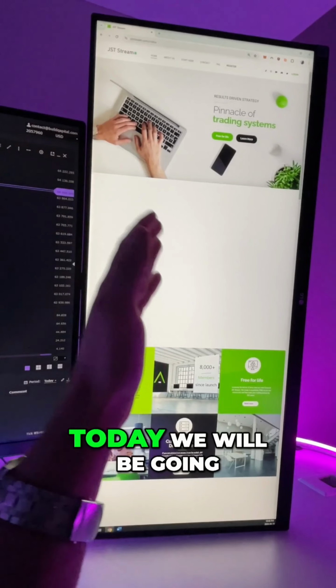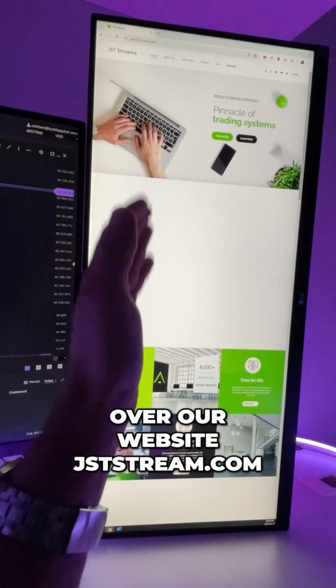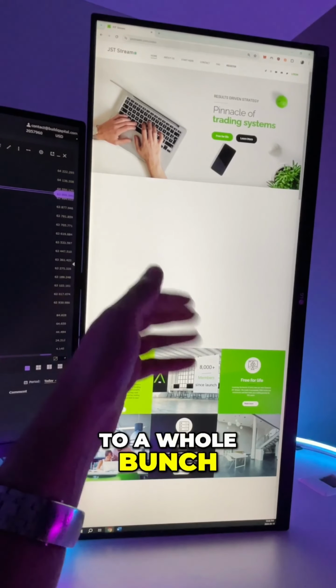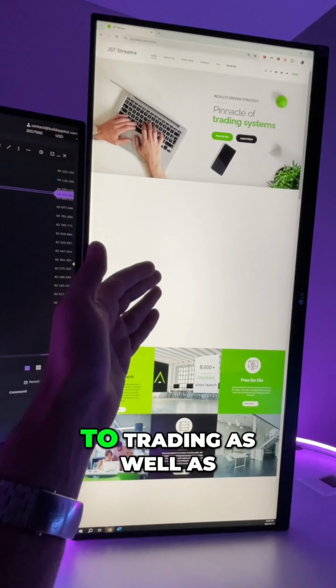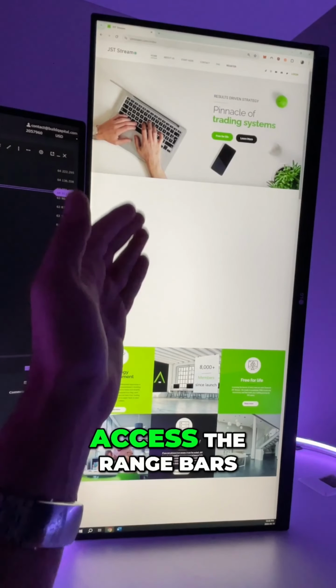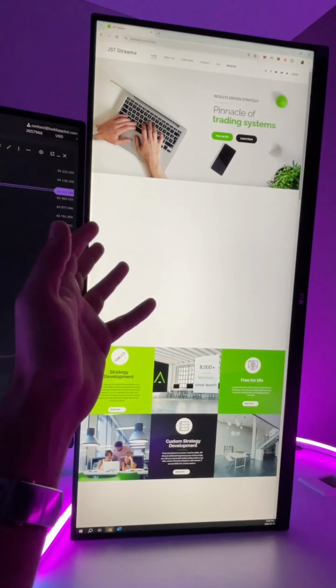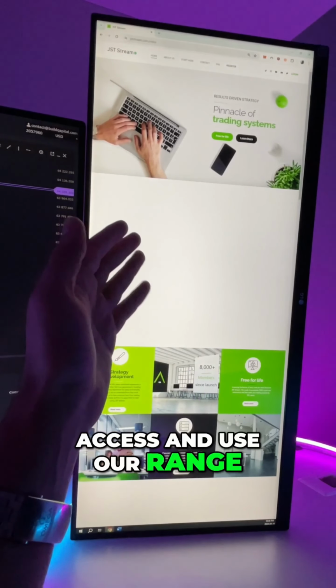Hello everyone. Today we will be going over our website JSTStream.com, where you get access to a whole bunch of information and knowledge when it comes to trading, as well as access to the range bars and the audio signals. And we're going to be going through how to access and use our range bar system.